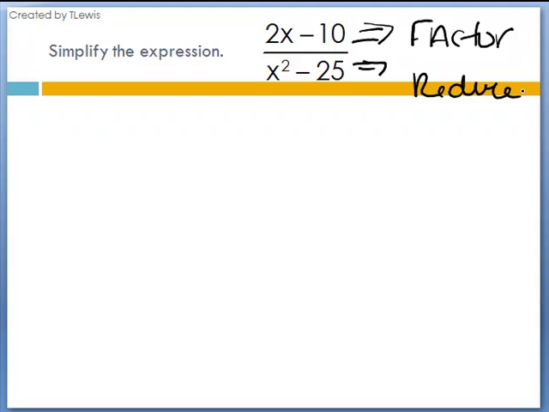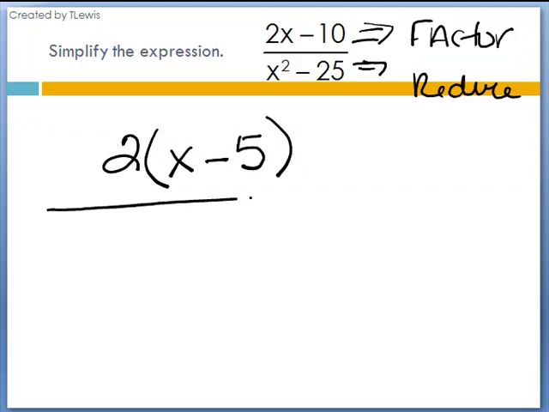So look at your numerator. We have here 2x minus 10. Is there a GCF that can be factored out? Yes, we have a 2. We're going to factor out the 2. Tell me what is left over. Well, we have x minus 5. There's nothing that we can do there for x minus 5. So we're done. We factored out the GCF. You told me what's left over.